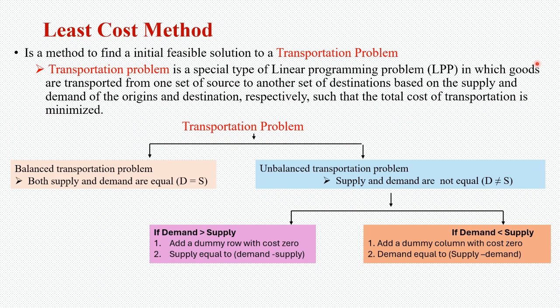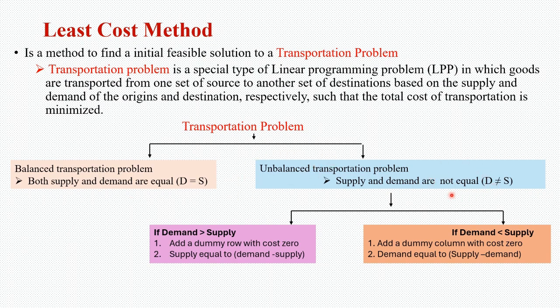sources to another set of destinations based on the supply and demand of the origins and destination, respectively, such that the total cost of transportation is minimized. Transportation problems are of two types. Balanced transportation problem where both supply and demand are equal. Unbalanced transportation problem where supply and demand are not equal.